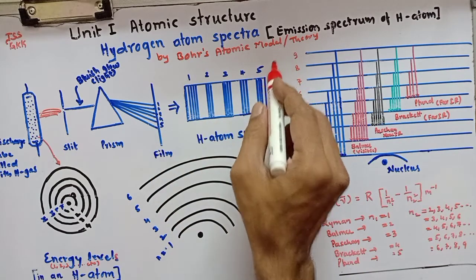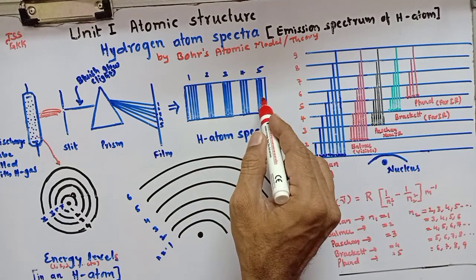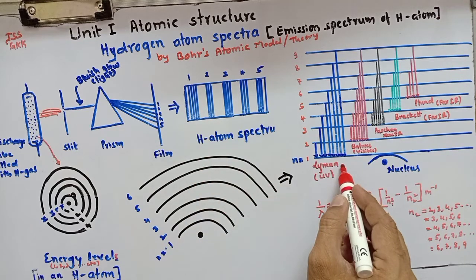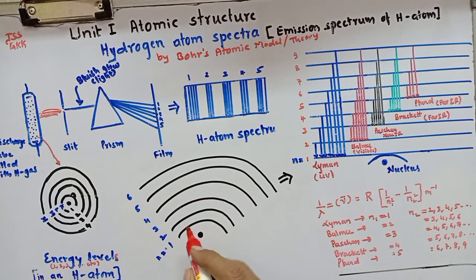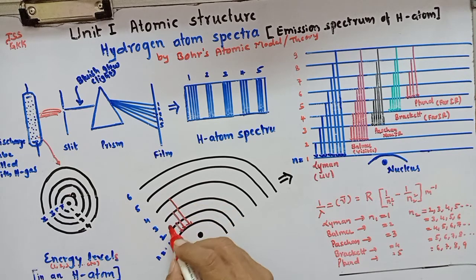The Bohr atomic model has also explained in what condition each series of spectral lines is produced in the emission spectrum of the hydrogen atom. According to the Bohr atomic model, the Lyman series of spectral lines will be produced when the de-excitation of an electron takes place from different higher energy levels to the first energy level. That means when the electron jumps from higher energy levels to the first energy level, that results in the formation of the Lyman series.